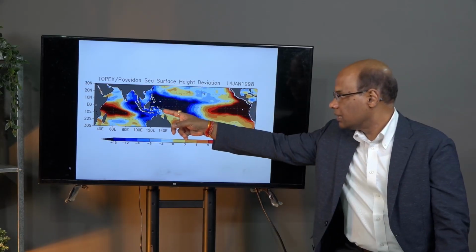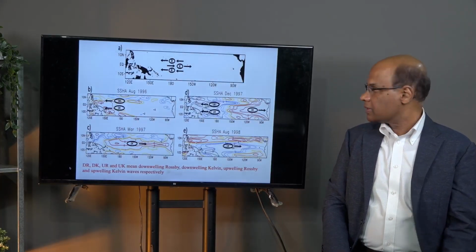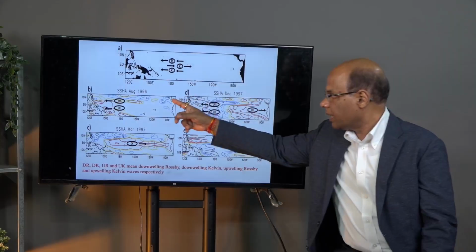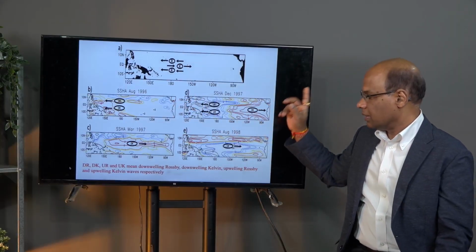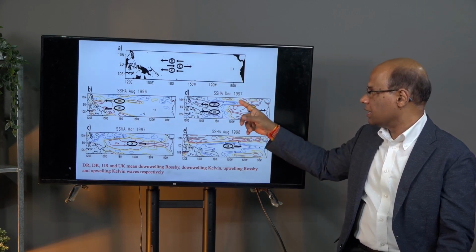Similar thing happens in the Indian Ocean. I will go to that later. So this is how it happens. Different phases of the El Nino, La Nina cycle for the 1997 El Nino event.